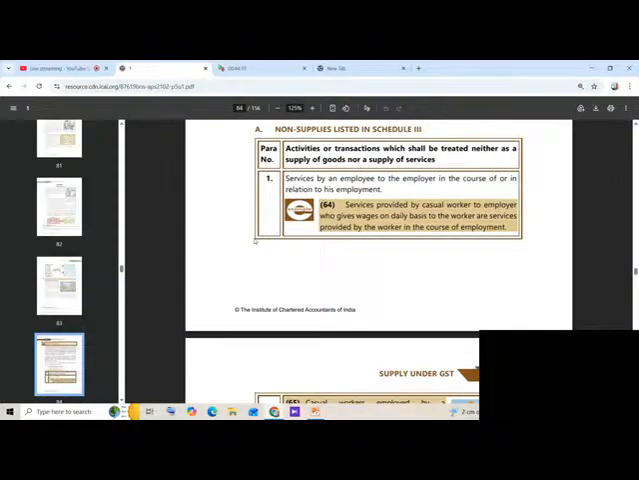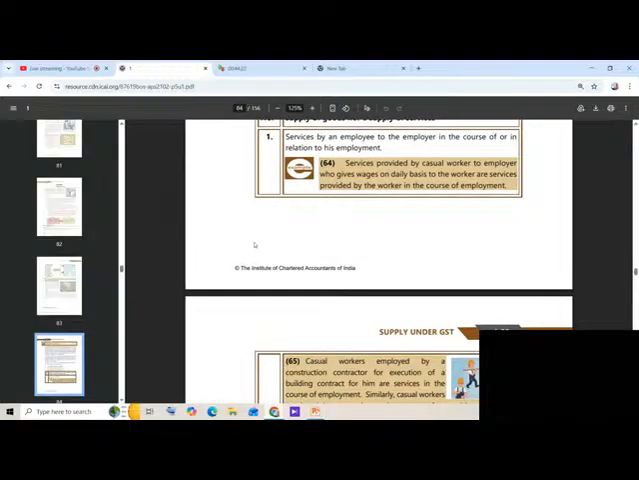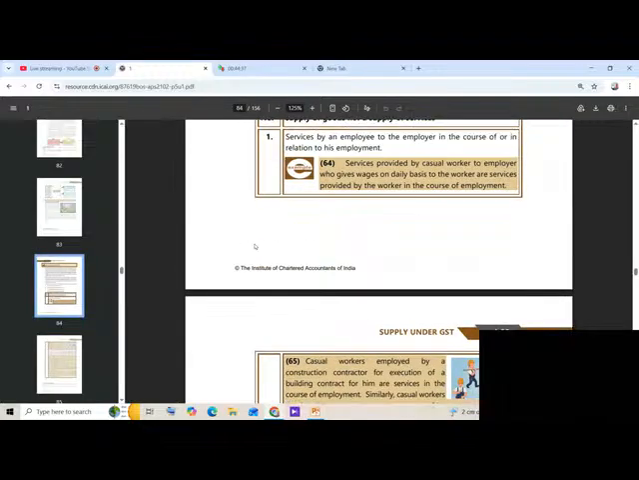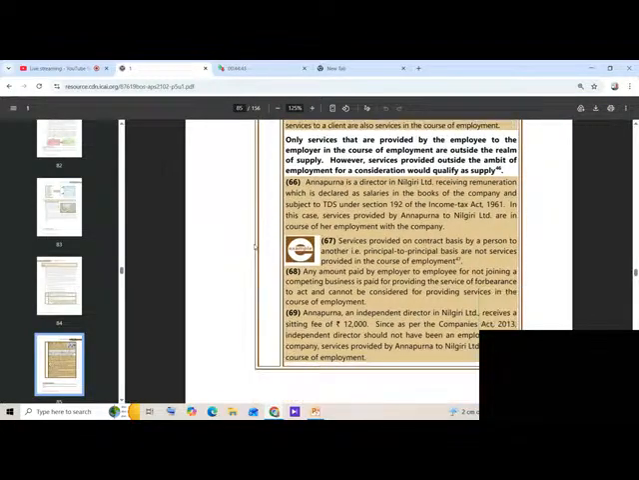Para 1. Service by an employee to the employer in the ordinary course, in the course of or in relation to his employment. The service provided by a casual worker to an employer who gives wages on a daily basis to the worker are services provided by the worker in course of employment. Casual workers employed by a construction contractor for execution of a building contract for him are services in the course of employment. Similarly, casual workers employed by a security services agency for provision of security services to a client are also services in the course of employment.